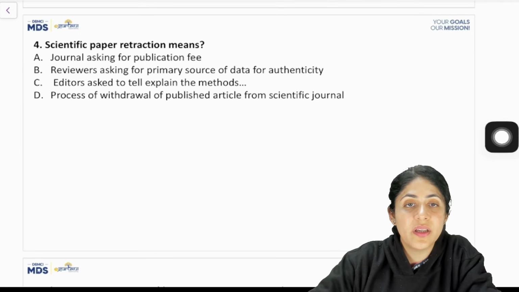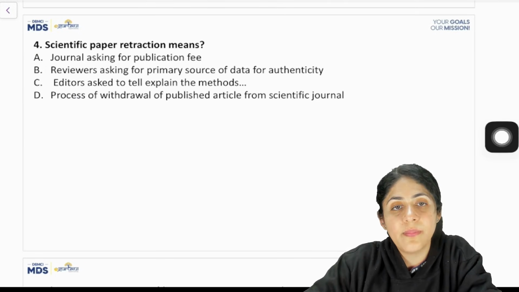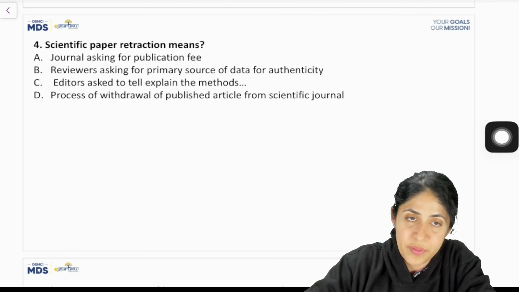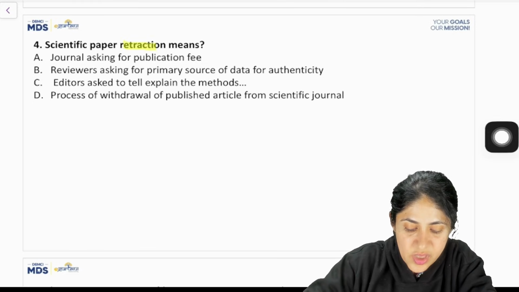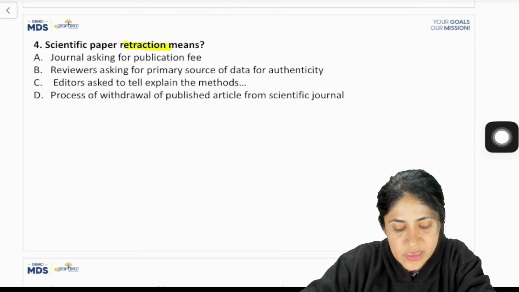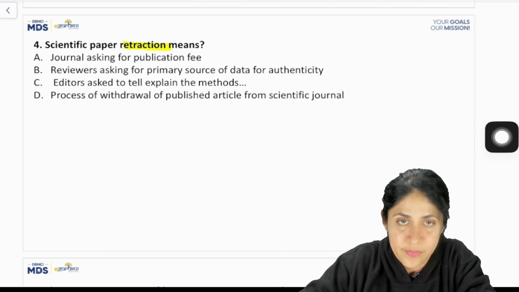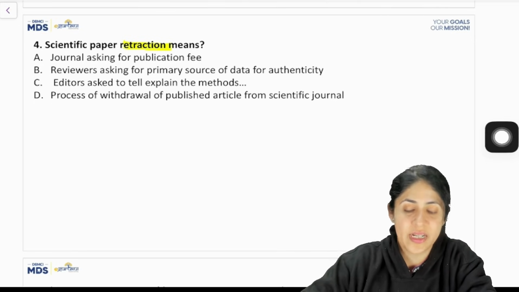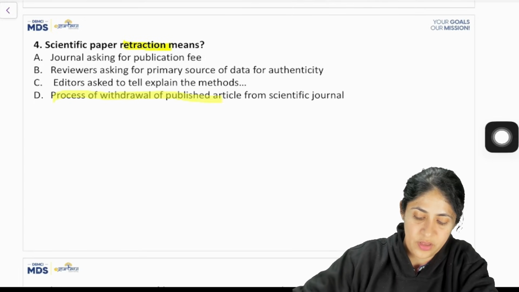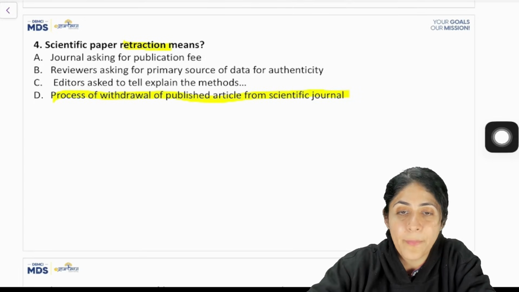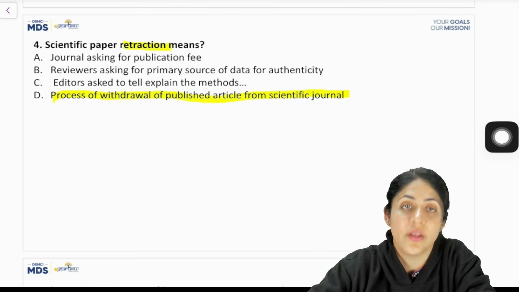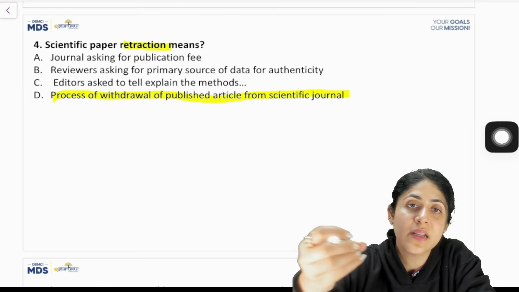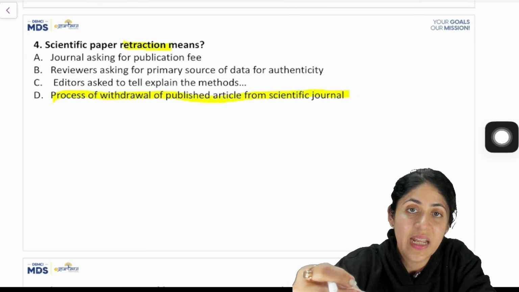Scientific paper retraction. What do you understand by retraction of a paper? Retraction of a paper means, as the name suggests, retraction. This is basically the process of withdrawal of a published article from the scientific journal. This is the process by which the article can be withdrawn from the journal. So basically, a research paper retraction by an academic journal.